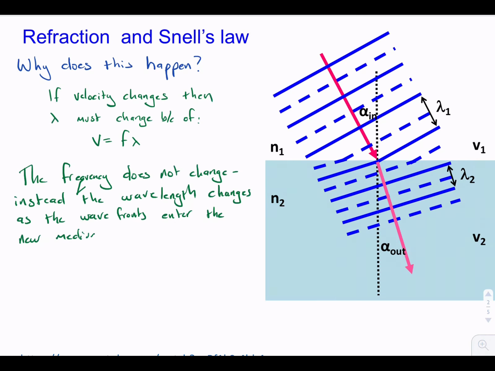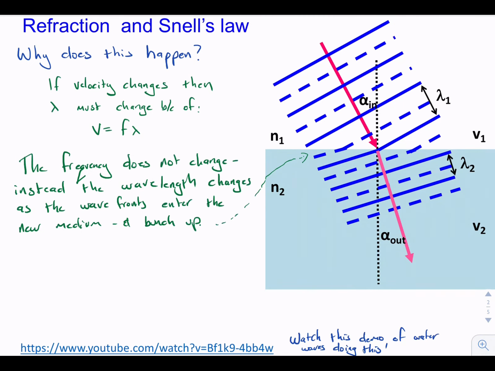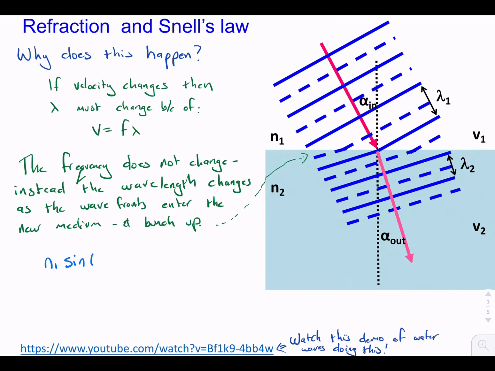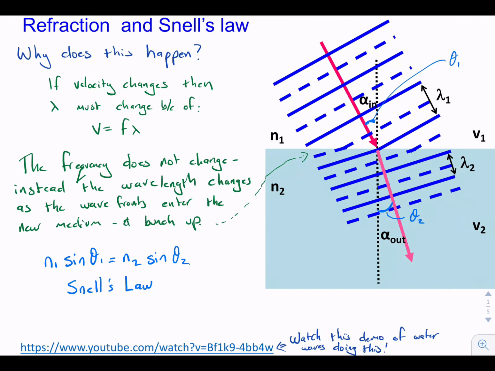So the frequency doesn't change, instead the wavelength changes as the wavefronts enter the new medium and bunch up around here. This is written as Snell's law, where the refractive index N1 sine theta 1 equals N2 sine theta 2. If N1 is larger than N2, the light bends away from the perpendicular, and if N2 is larger than N1, and this is what we've shown in this picture here, then the light bends towards the perpendicular.